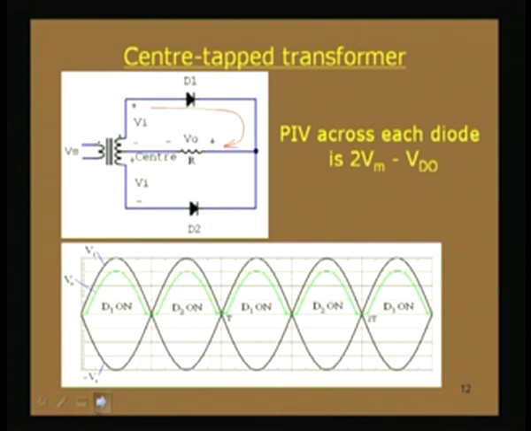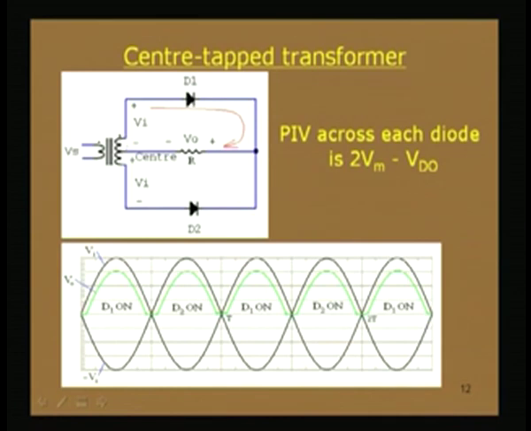I will be discussing another type of full wave rectifier, that is the full wave rectifier using a center tap transformer. Now, this transformer is a device which can convert the voltage level. The input voltage level can be stepped down to a lower voltage level, or it can be stepped up, depending upon the turns ratio of the primary and secondary winding of the transformer.